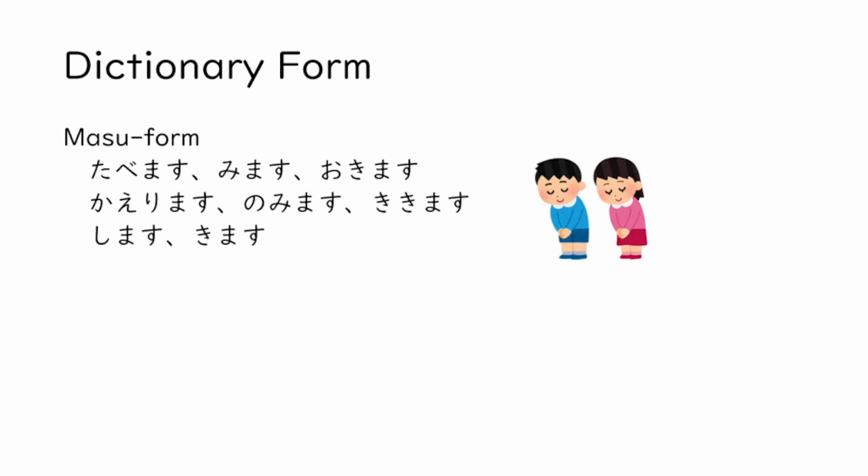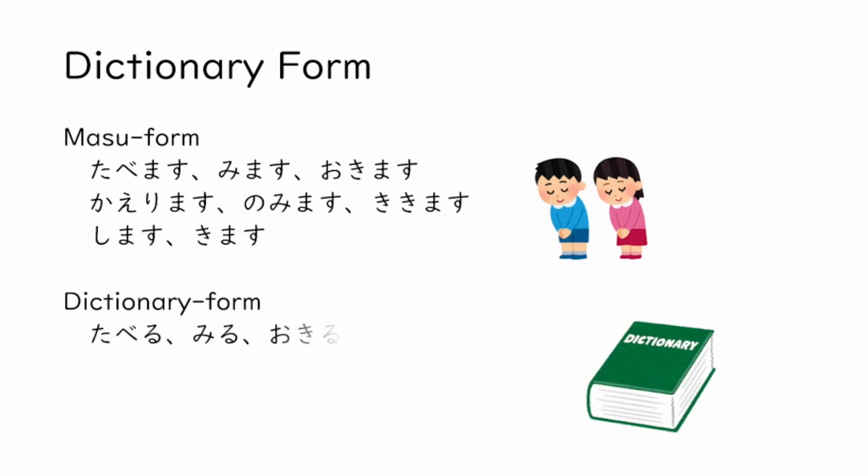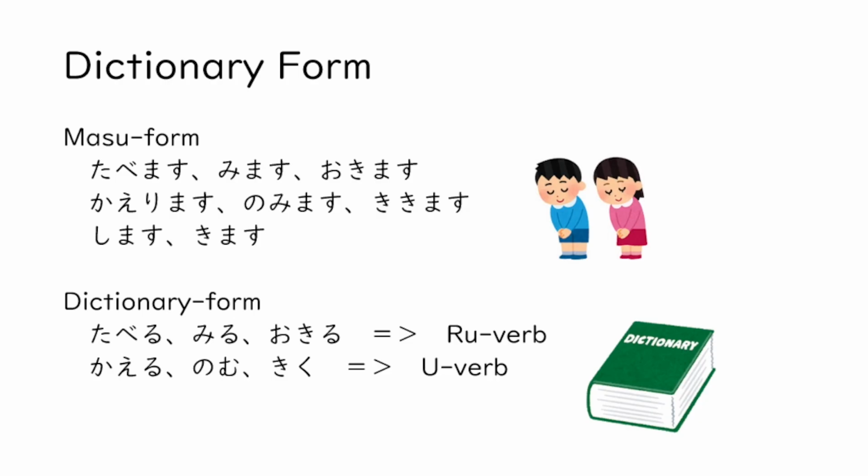食べる meaning to eat, 見る meaning to watch, and 起きる meaning to get up are all ru verbs. As you can see, their dictionary forms end in ru. 帰る meaning to return home, 飲む meaning to drink, and 聞く meaning to listen or to ask are all u verbs. As you can see, their dictionary forms end with the u sound.